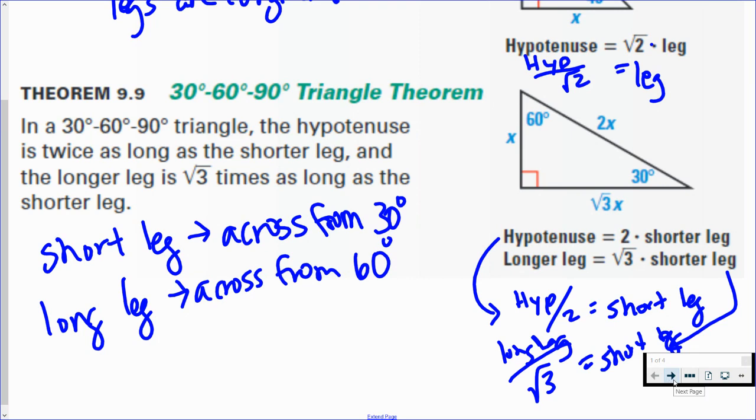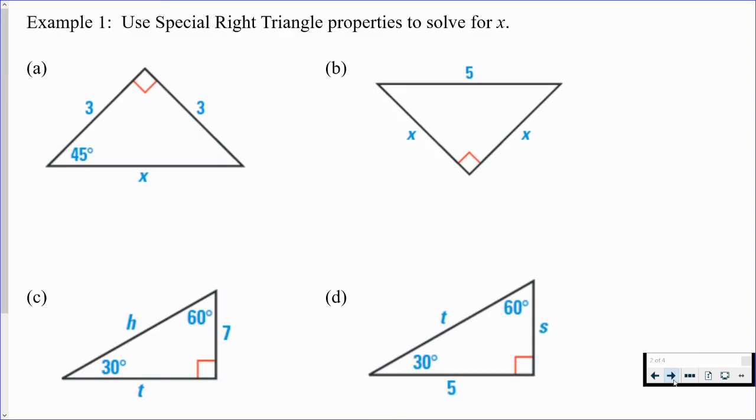So let's take a look at some examples. Okay, take a look at A. We want to find the value of the variables. Okay, we want to solve for X. And then later on, we have some other variables down below in C and D. But for A and B, we just have the variable X. So let's take a look.